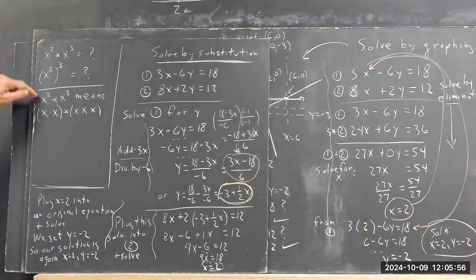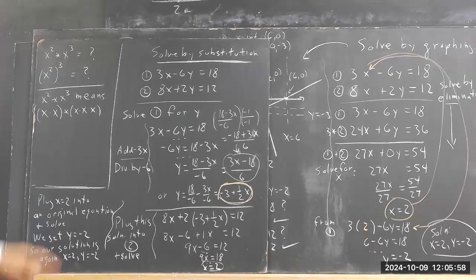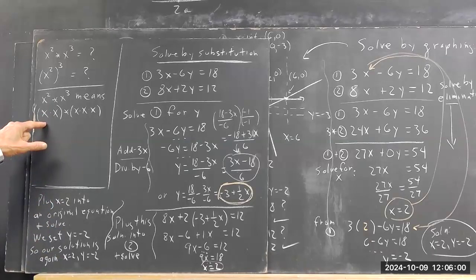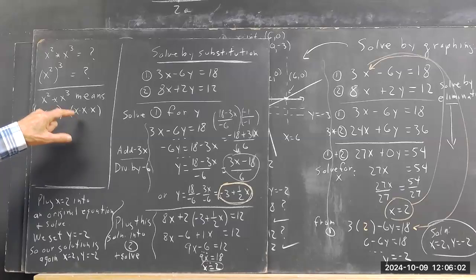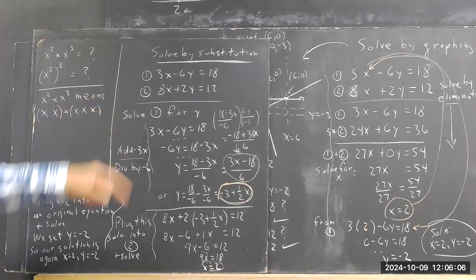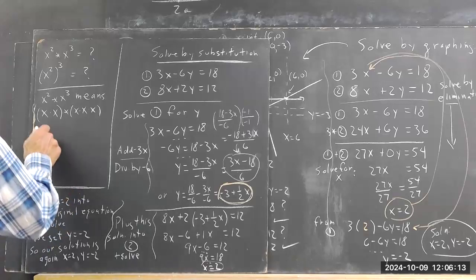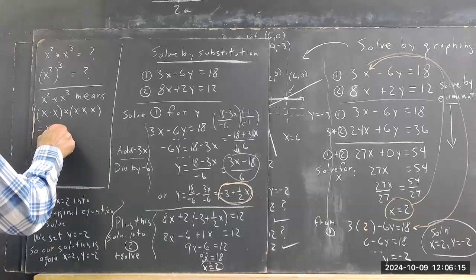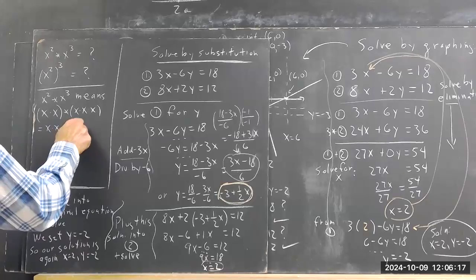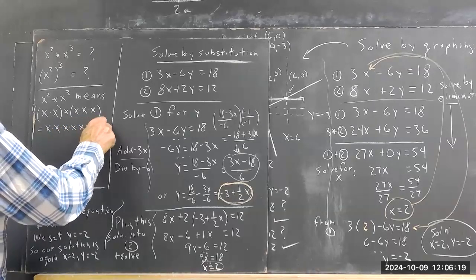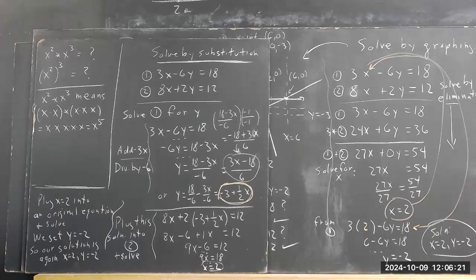We agree that x squared times x cubed means, well, x squared means x times x. We multiply that by x cubed, which is x times x times x. Well, that means how many x's do we have multiplied together here? Show me some fingers. Now we can remove the parentheses. That's x to the fifth.